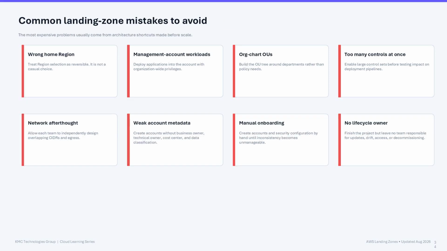Watch for these common mistakes. Do not choose the home region casually. Do not run workloads in the management account. Do not organize OUs around reporting lines. Do not enable a huge set of controls without testing application impact. Do not postpone network architecture. Require ownership metadata for every account. Automate onboarding before manual work becomes the standard. And assign a real landing zone product owner.